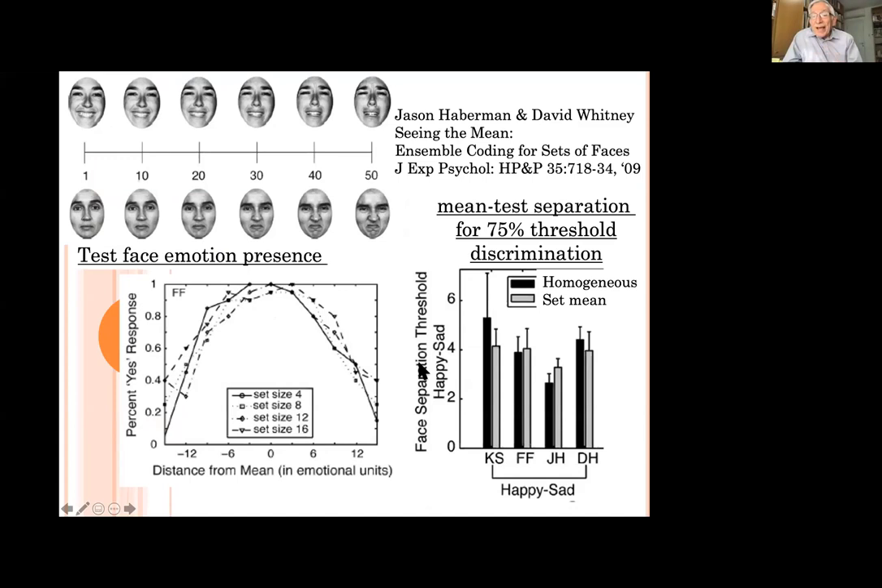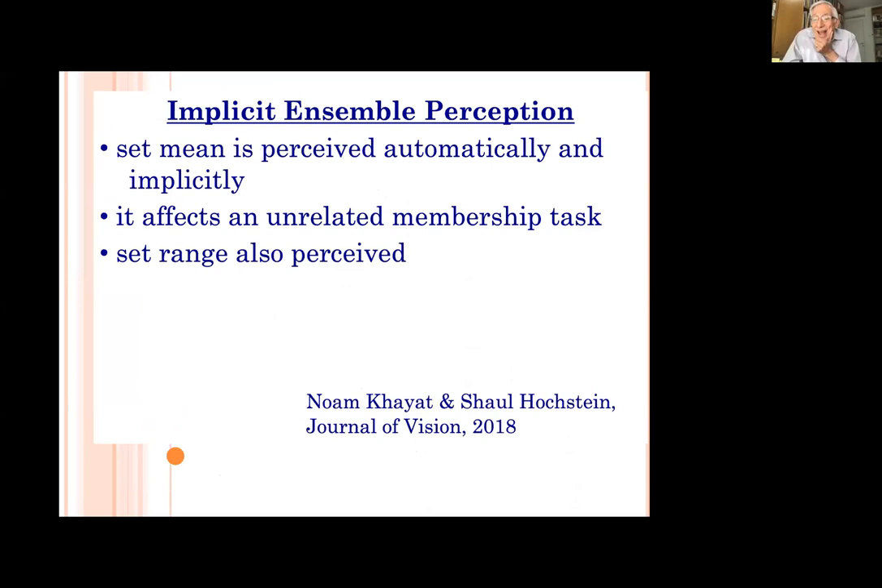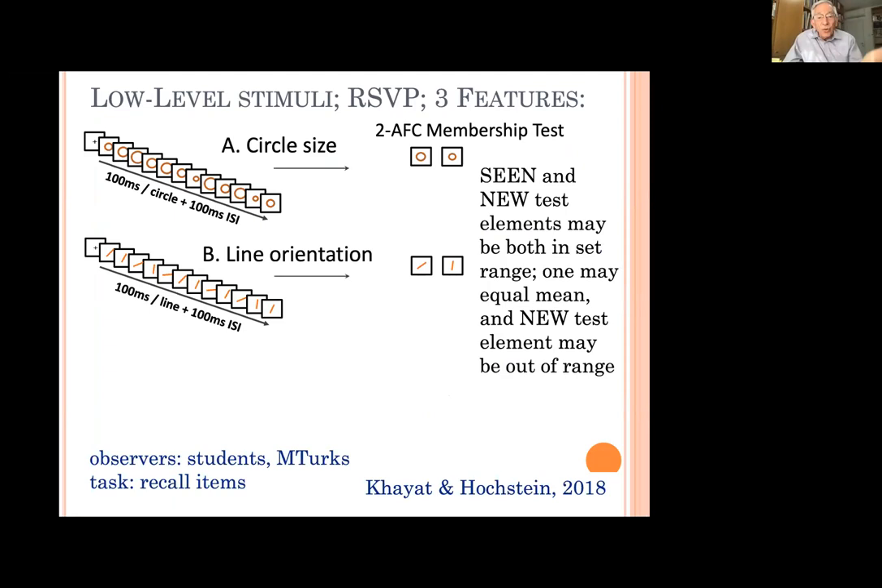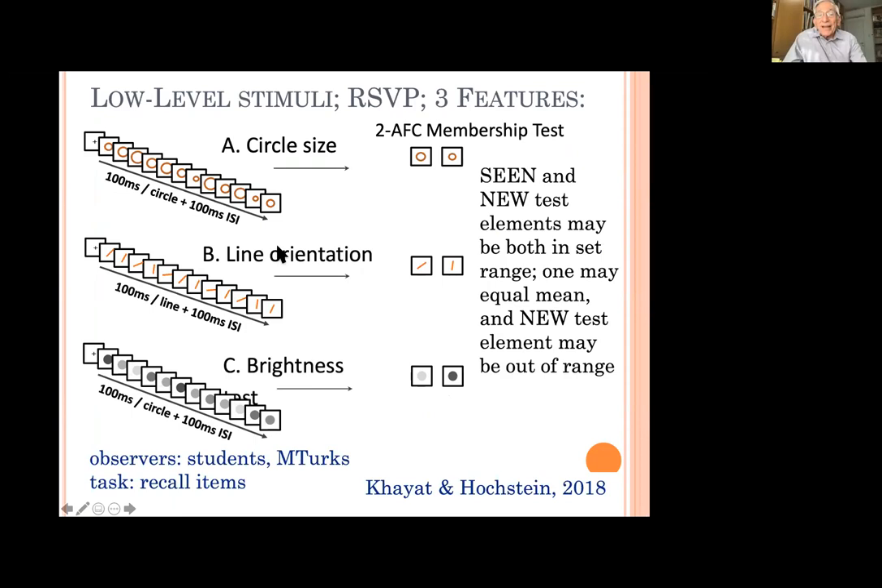Okay. What we added first was the question of, is this knowledge of the set mean something we do automatically and implicitly, or is it something we have to think about and try and do? So what we did instead was to show a series of circles or lines or brightness disks and ask the subject after they had seen this, which one was there? This one or this one? Which orientation was there, this or this? Which brightness was there, this or this?